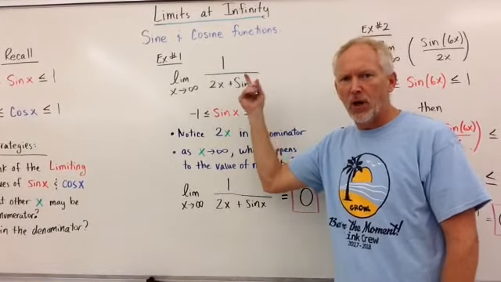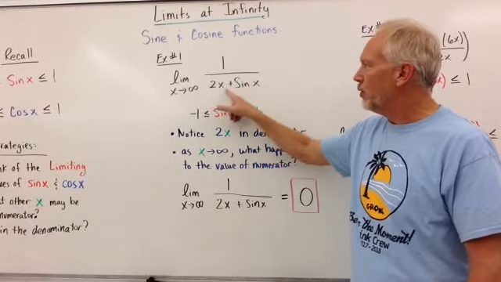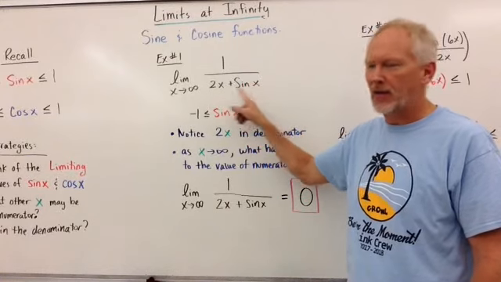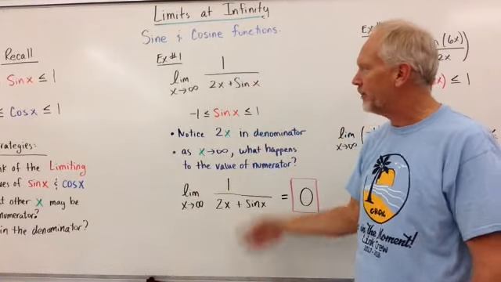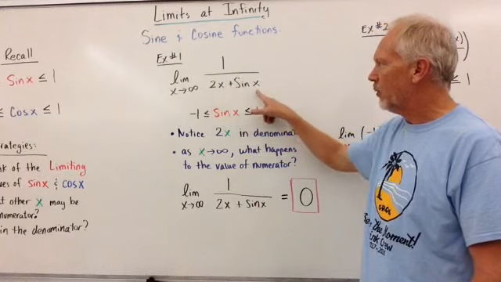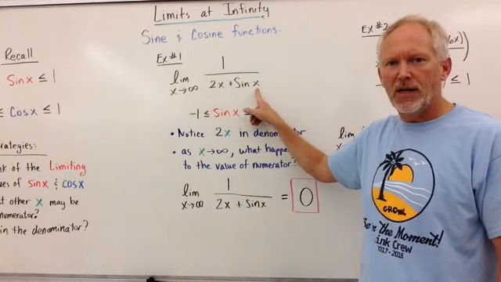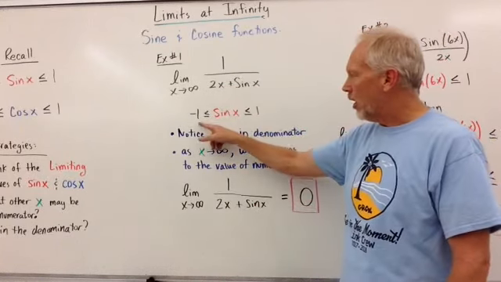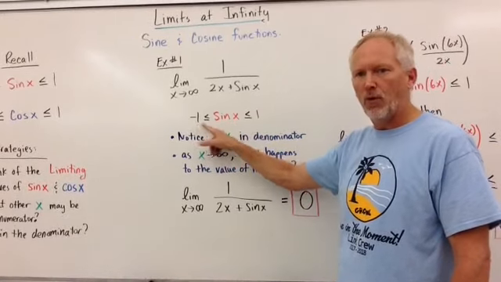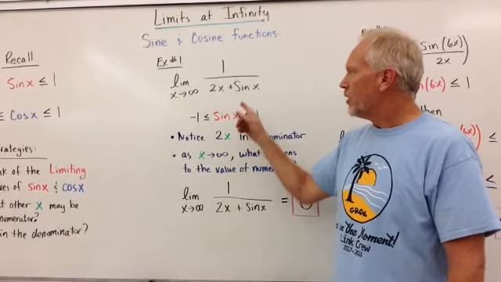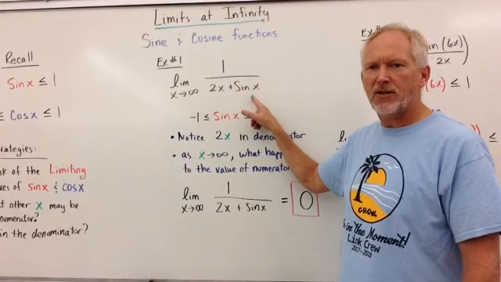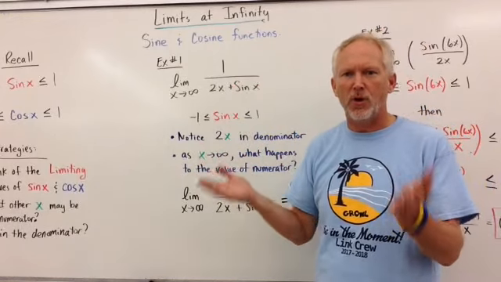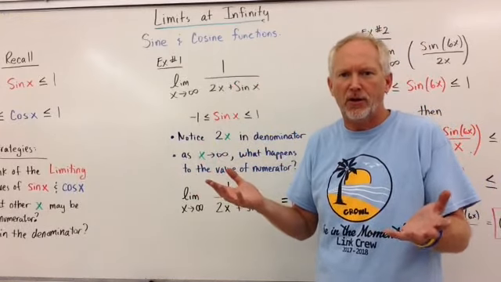Example number 1. Here we have 1 over 2x plus sine x. Exactly what I was talking about in the denominator. Here we have an x in the denominator and we have a sine x in the denominator. Now recall, sine x goes from -1 to +1. So we know this value right here, this sine x, is going to vacillate between 1 and -1. That's all it's going to do.